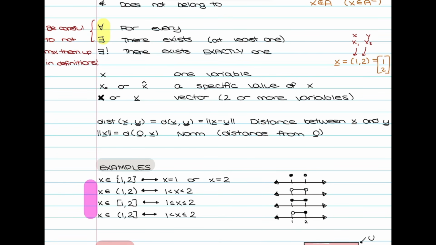Then we have 1, 2 with brackets, which implies both 1 and 2 are included. So this becomes x is in between 1 and 2 with the equal signs. So visually you would have closed circles for 1 and 2. And then we could also have a combination. So for example, you could have a parentheses and a bracket. That implies 1 is excluded and 2 is included. So you'd have an open circle and then a closed circle.